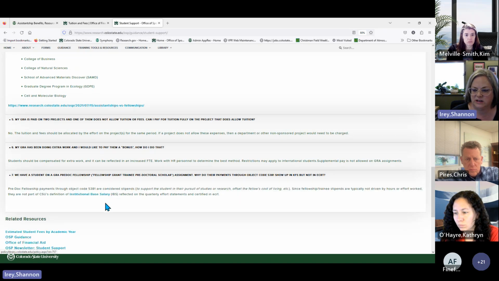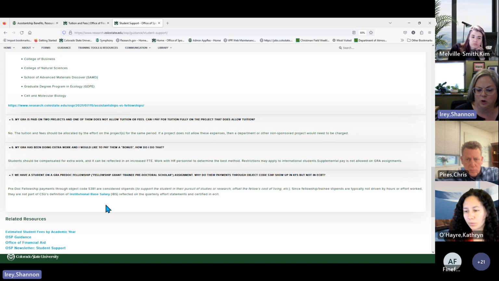And again, this concept in eCert, why aren't we tracking the fellowships? Well, we need to get our head around the fact that people who are on a GRA pre-doc for a fellowship or a training grant are doing their own work, and therefore we're not necessarily allowed to track their hours. Their effort is based upon what they're doing for themselves. So we're not tracking that in eCert.